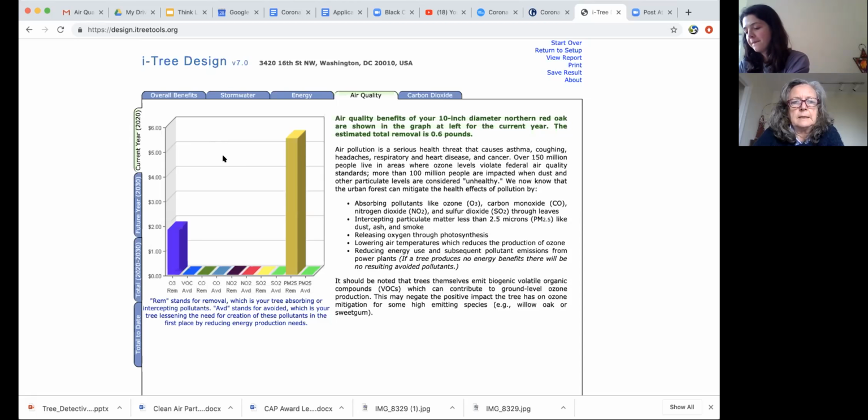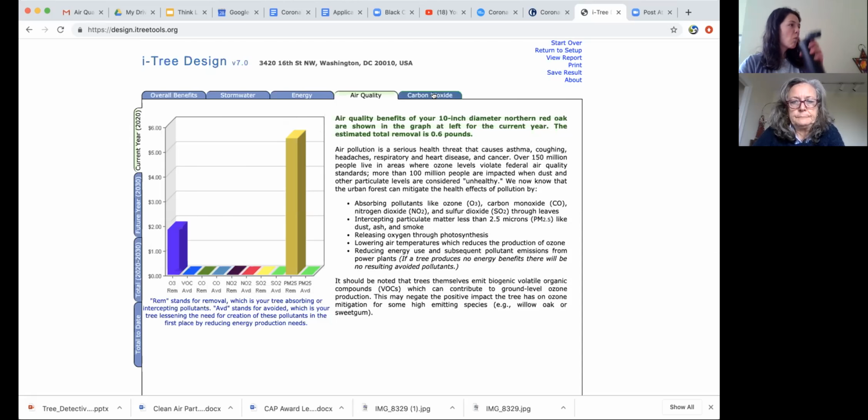Basically, what we're saying is that the leaves of the tree, the stomata, the little cells where the gas exchange takes place, where it takes up the carbon dioxide and releases the oxygen, the leaves also take up pollutants. And so you can see here that this benefit from this 10-inch diameter northern red oak shows that it's estimated it would remove 0.6 pounds of pollutants, which means that's that much less that humans around that tree would have to breathe. Now, again, remember, this is only one tree and we have 2.5 million trees.